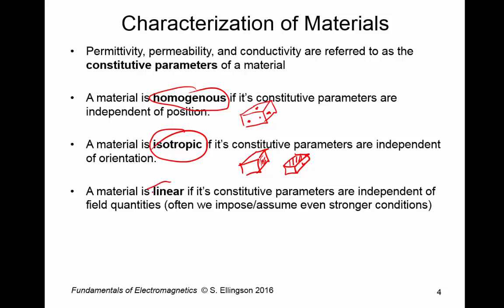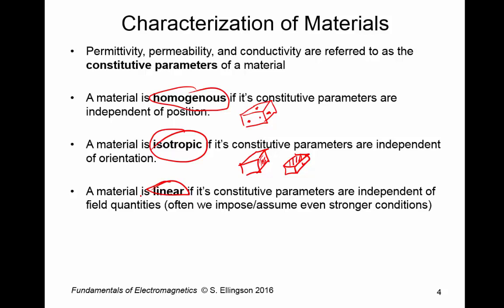A material is linear if its constitutive parameters are independent of field quantities. That is, for example, the permittivity is independent of the electric field. If the permittivity depends on the electric field, then the material is most decidedly not linear. Again, we can come up with an analogy to circuit analysis.